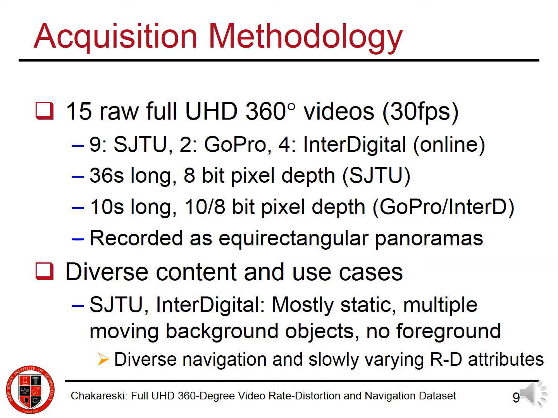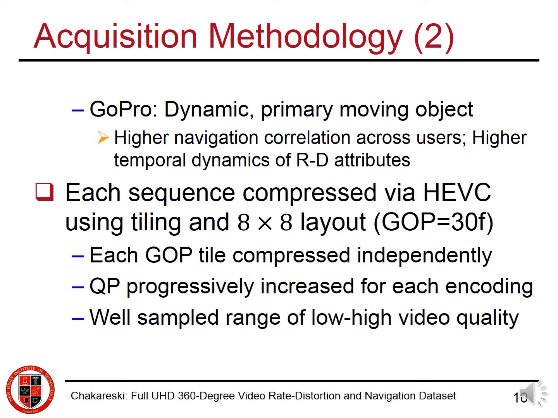They represent diverse content and use cases, where the Shanghai Jiaotong and InterDigital sequences are mostly static and they have multiple moving background objects with no distinct foreground object. And therefore they lead to diverse VR navigation across different users, and also they exhibit slowly varying rate distortion attributes because of this nature. On the other hand, the GoPro sequences are much more dynamic and they have a primary moving object. Therefore, they lead to higher VR navigation correlation across users, and similarly, because of their nature, they exhibit higher temporal dynamics of their rate distortion attributes.